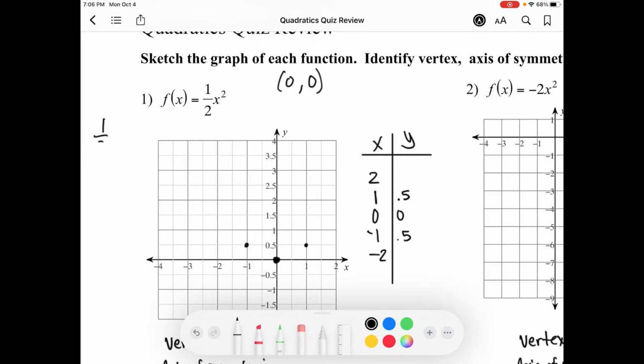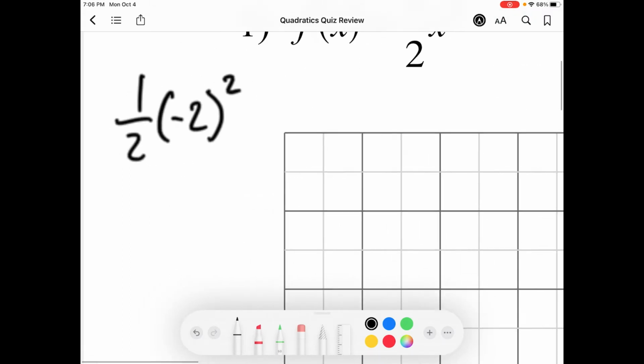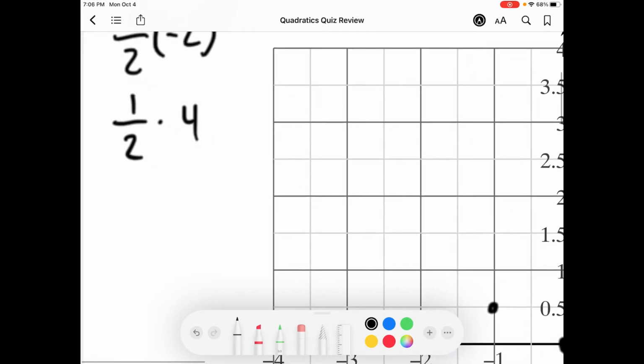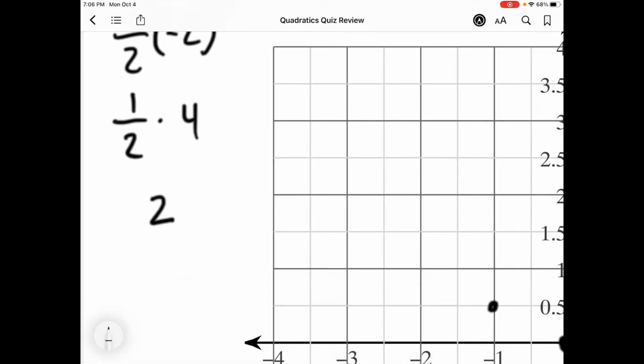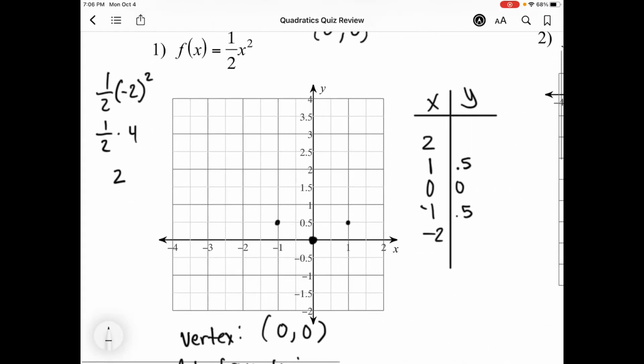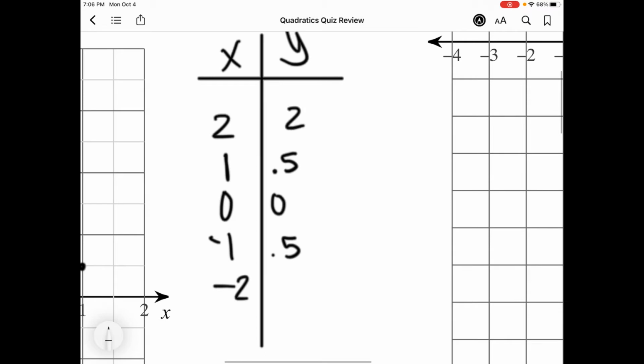This time I'm going to write 1/2. I'm replacing x with -2, and then squared. So we're going to do exponent first. So -2 squared, that is going to be -2 times -2, which gives us +4. So now I have 1/2 times 4, and 1/2 times 4 is going to be 2. If you multiply anything by 1/2, it's just going to be half of that number. So half of 4 is 2. So both of these are 2 right here.